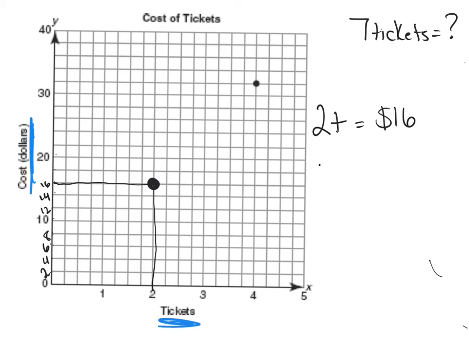So I could think about, well, that means 1 ticket is $8. So to get 7 tickets, I would need to do 8 times 7, because 1 times 7 gives me 7. So I do 8 times 7, which gives me $56.